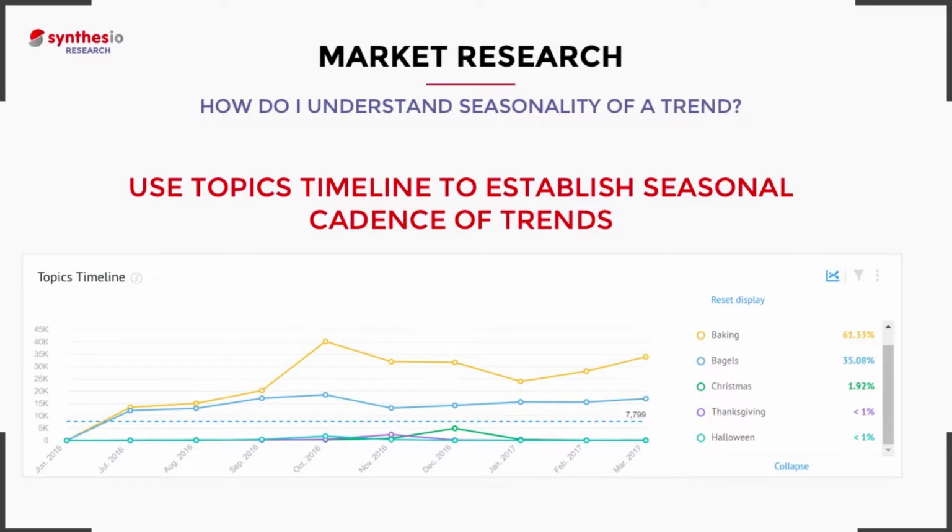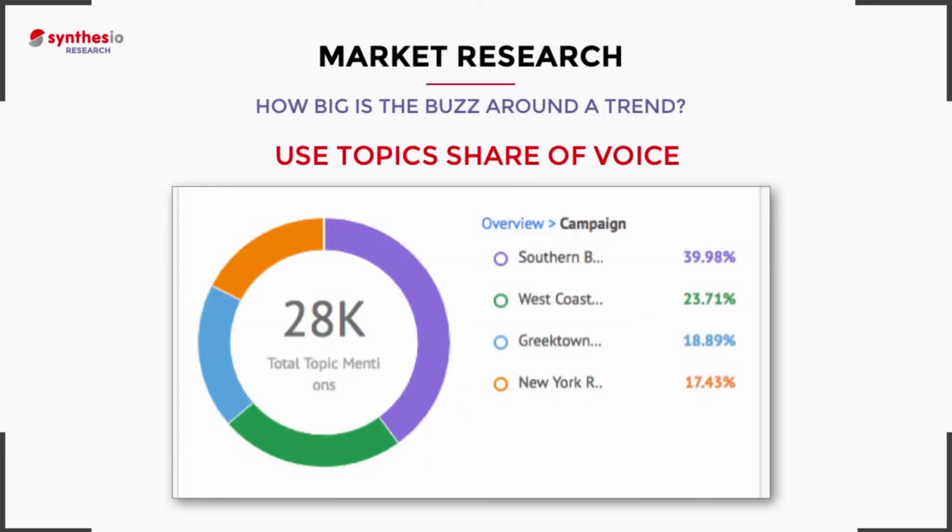Establish understanding of seasonal cadences by using the topics timeline. See which trends tend to peak at which times in the past to identify typical social behaviors around trends. Understand what percentage of conversation is about various trends by using share of voice widgets. Use filters to pivot your data based on geography, language, and audiences you want to measure. For example, if you want to see how different trends resonate with different populations in different countries.